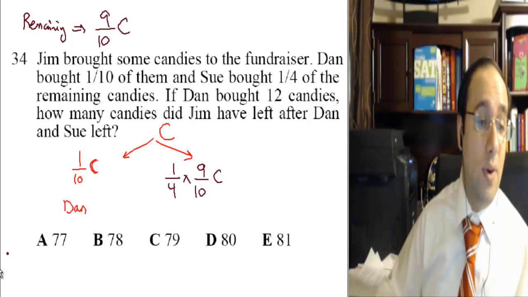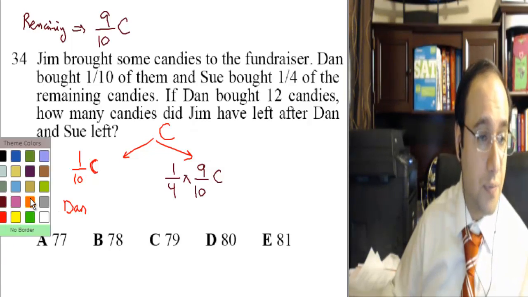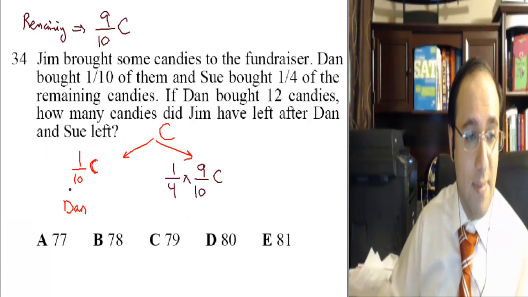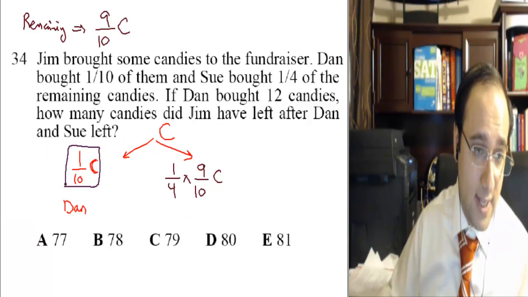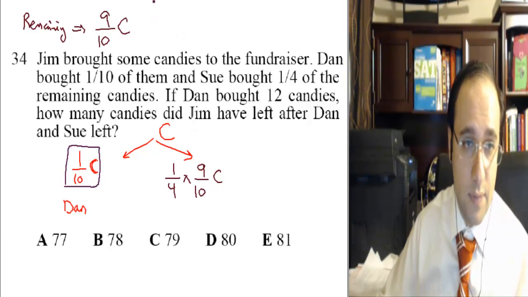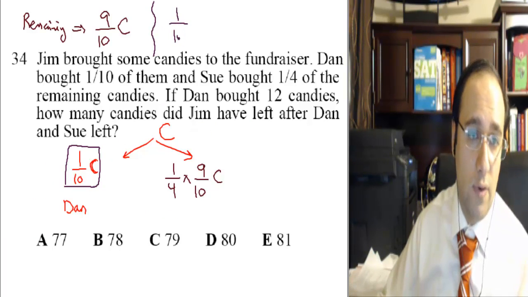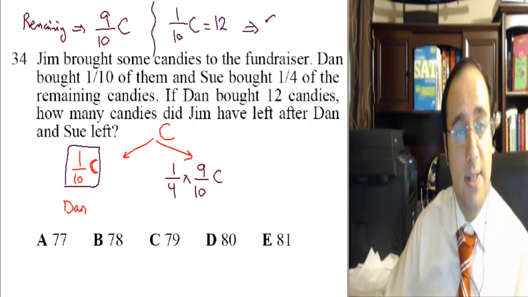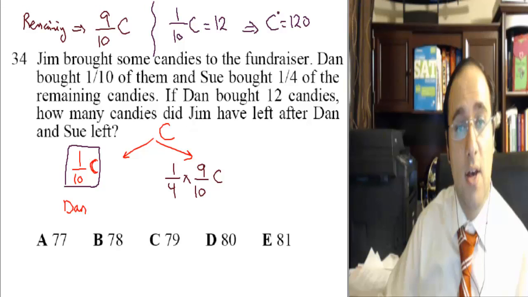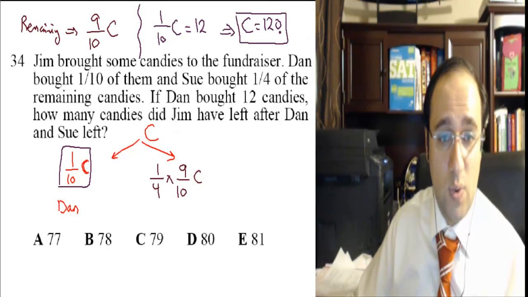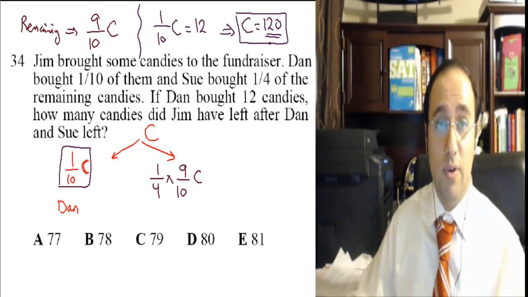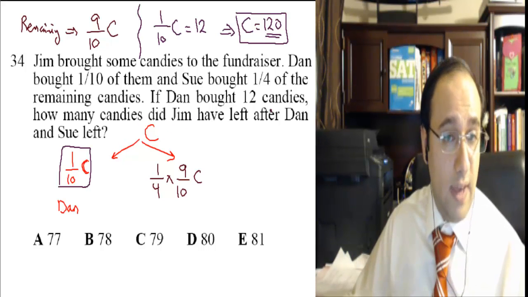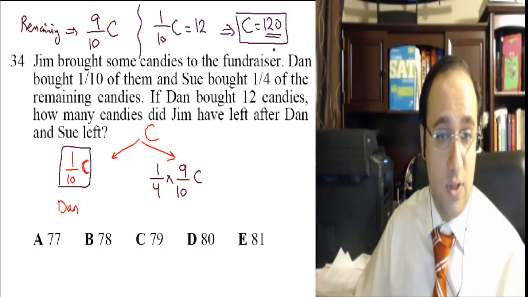Now, if Dan bought 12 candies, how many candies did Jim have left? Okay, so now we know that Dan bought 12 candies. That means that 1/10 C equals 12, right? So 1/10 C equals 12. Therefore, multiply by 10, C equals 120. So C is 120 candies. What is 120 candies? That's the total number of candies we had at the very beginning. If Dan bought 12 candies, now we know that there's 120 candies.